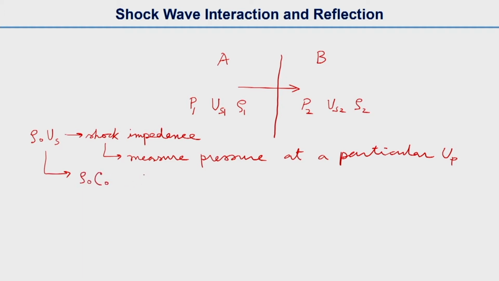C naught is, as we know, the sonic wave velocity, and rho naught is the initial density of the medium. So in these problems of transmission of shock waves from one medium to the other, we will be using the shock impedance matching method.